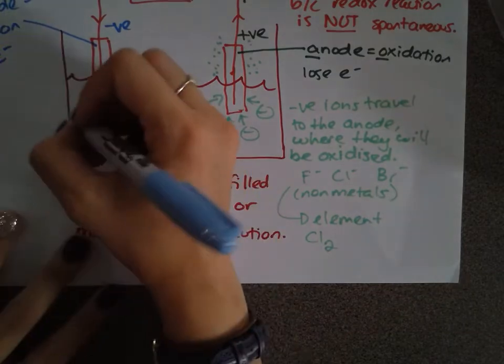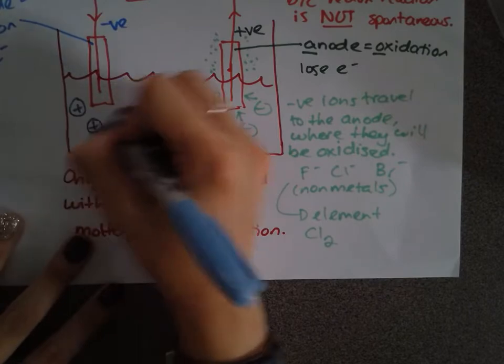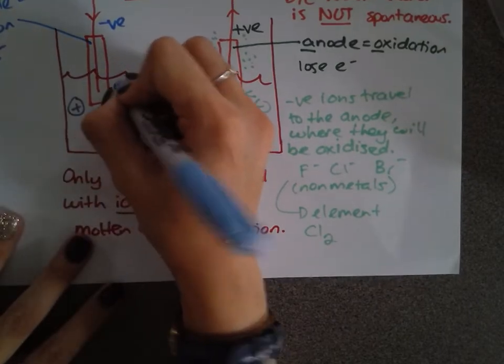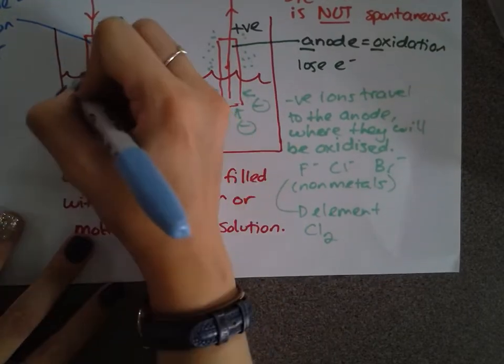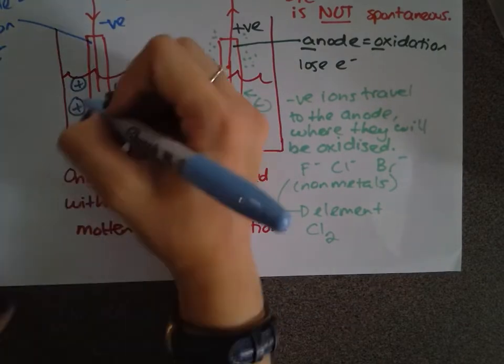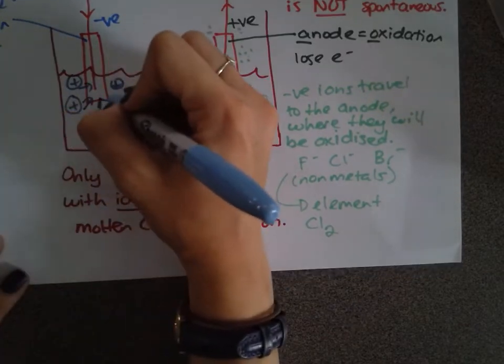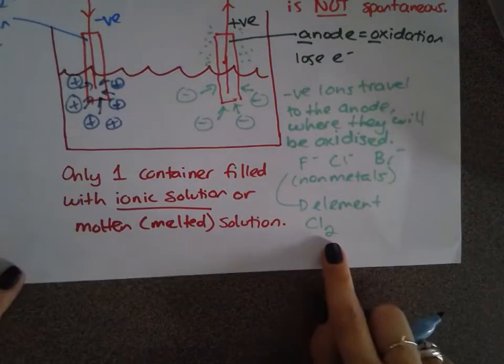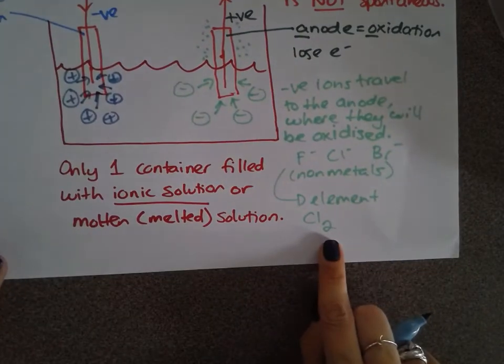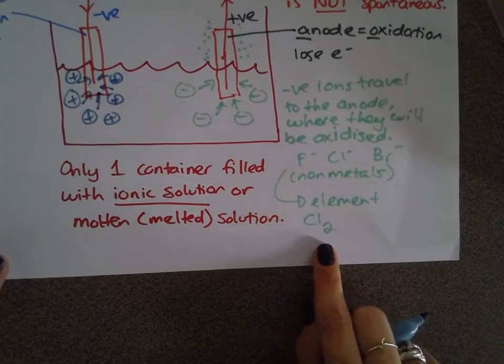Then my positive ions, my cations, are going to go to the negative electrode. Think positive and negative, opposites attract. It bubbles because it's forming chlorine gas. So that nonmetal, when it goes from the ion to the element, is forming the gas.